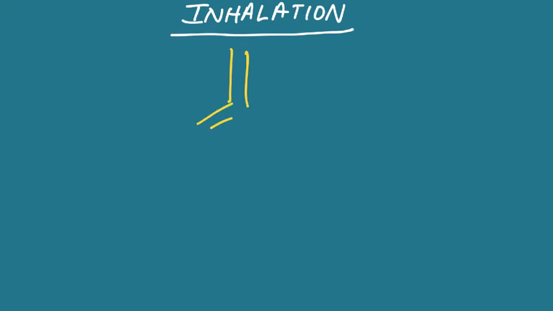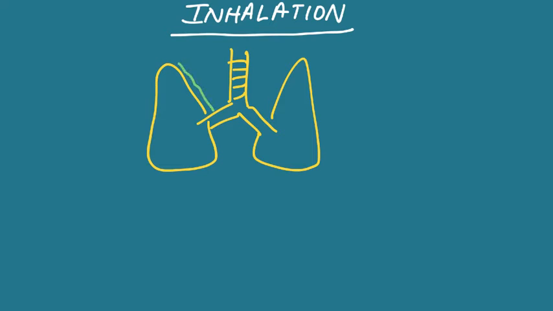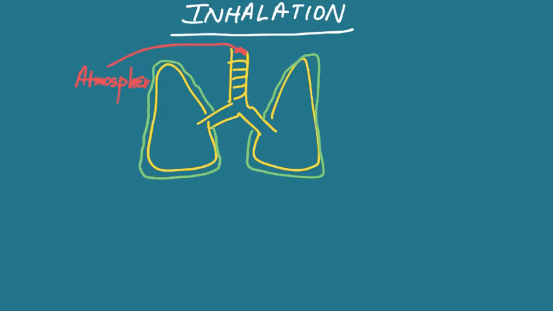The goal of inhalation is to move atmospheric air into the lungs. Remember that air moves down the gradient, so the pressure inside the lungs must be lower than the atmospheric air pressure. So in order to understand inhalation, let's address 3 types of pressure. The first is atmospheric pressure. In New York City, for example, at sea level, the atmospheric pressure is usually around 760 millimeters of mercury.